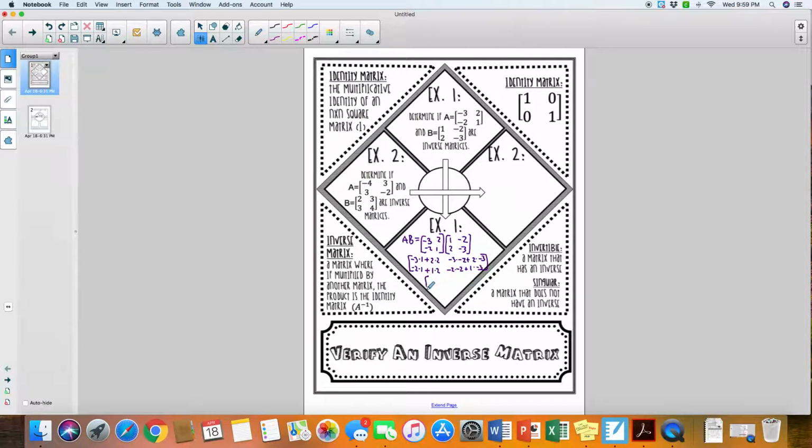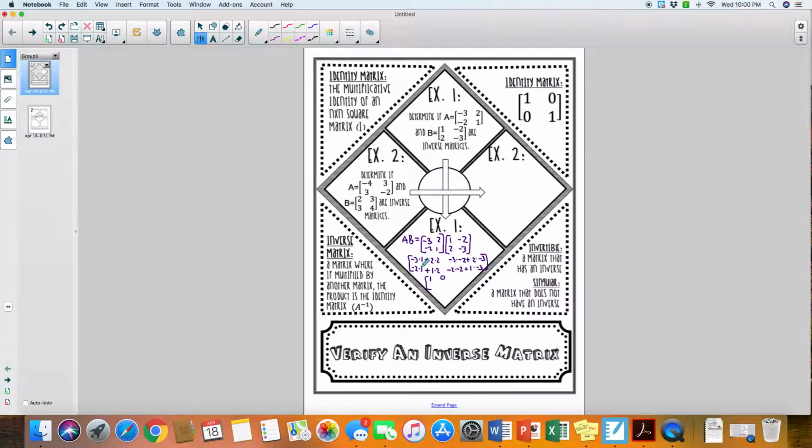Then I can simplify. So negative 3 times 1 is negative 3. 2 times 2 is 4. Negative 3 plus 4 is positive 1. All right, then I move to the next one. Negative 3 times negative 2 is positive 6, and then 2 times negative 3 is negative 6. Positive 6 and negative 6 is 0.